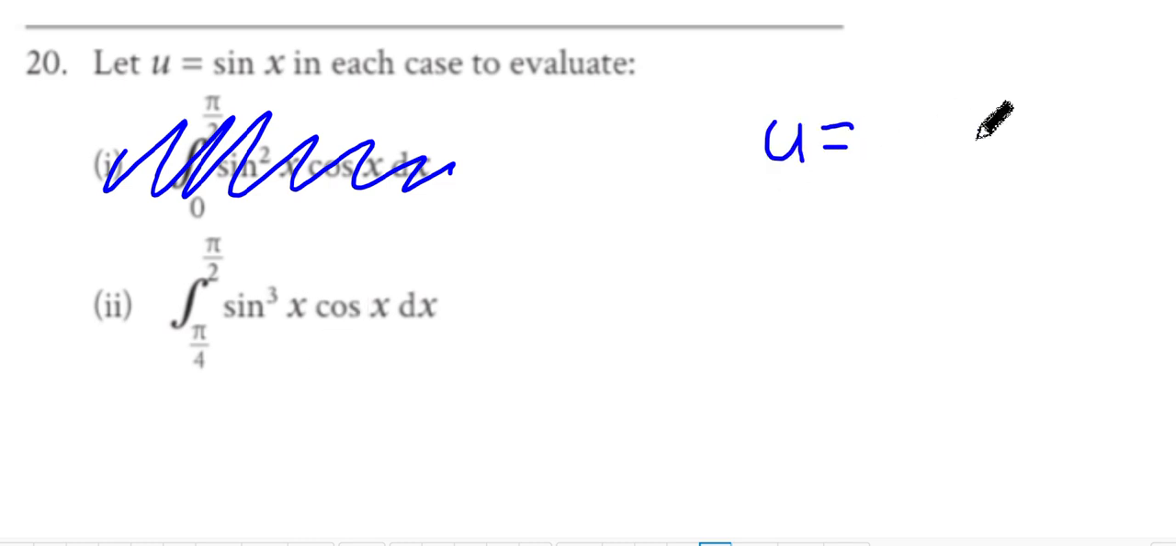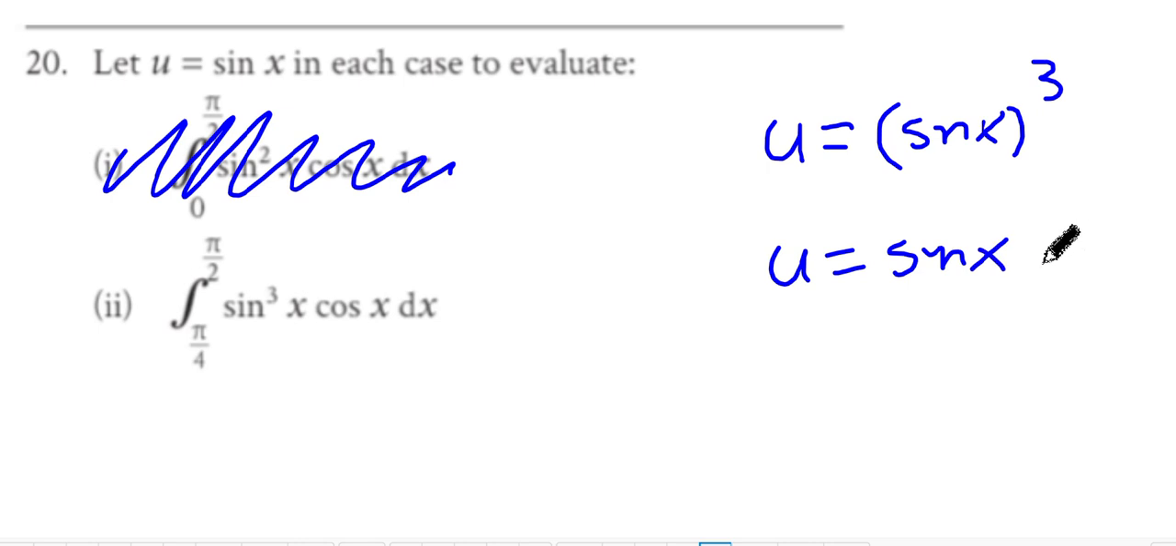Do I want it to be u equals sine x to the power of 3? That actually might work. Or could I just use u equals sine x? Might do the trick. I could do sine x to the power of 3. That will probably also do the trick. But it does seem slightly more complicated, doesn't it? I'll show you that they'll both work out to the same thing in a minute.